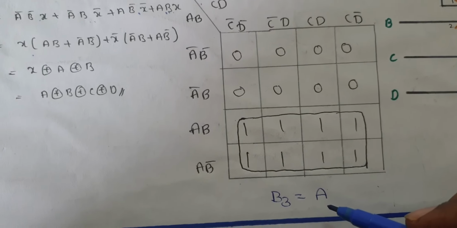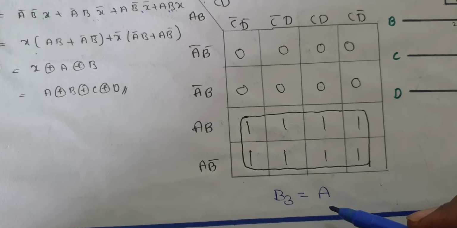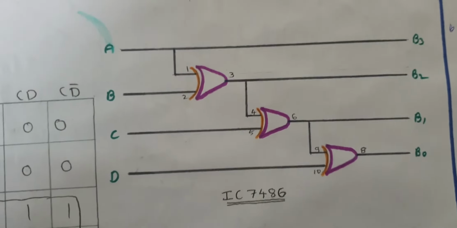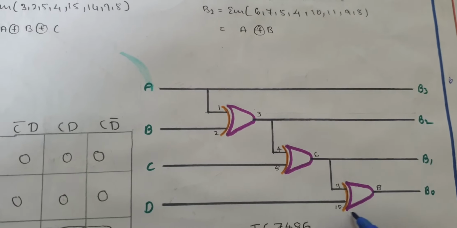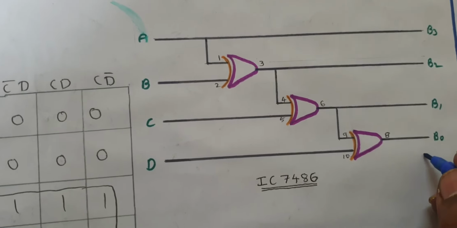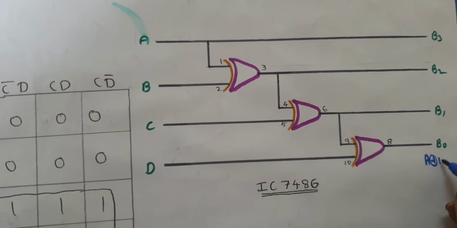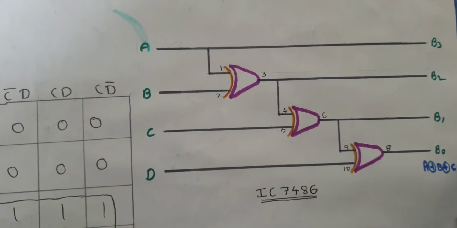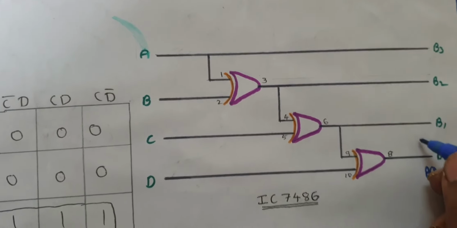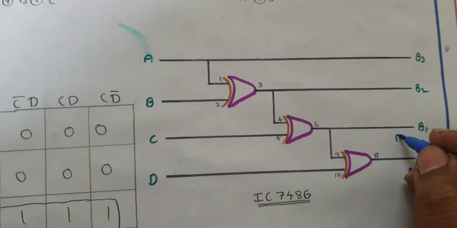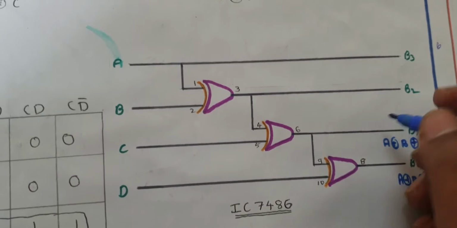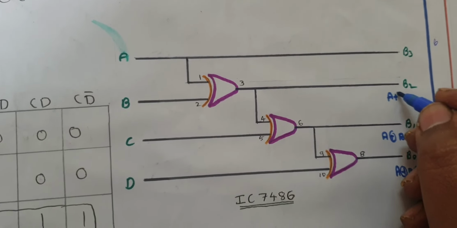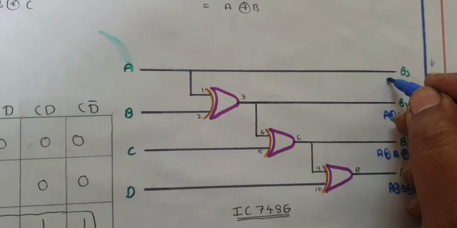If you have got the answers for all of B0, B1, B2 and B3, it is easy for us to draw the final stage circuit. So your B0 answer is A XOR B XOR C XOR D. B1 I am having A XOR B XOR C. Here I am having A XOR B. Here I am having A.